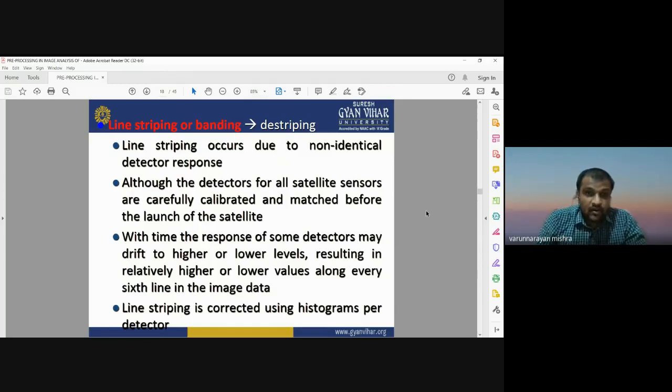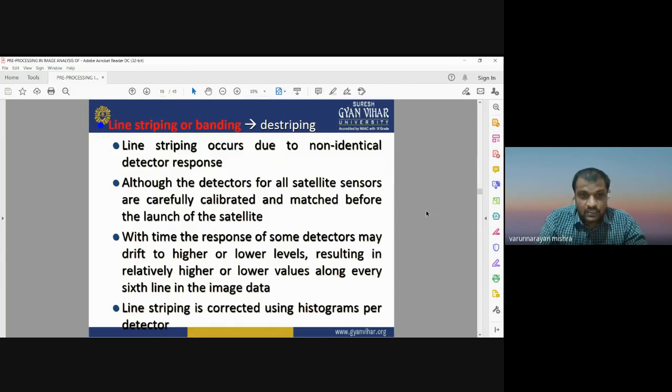Line stripping or banding means that sometimes when the sensor doesn't work during image acquisition, there may be a black line on the satellite image. This kind of error is known as line stripping. For removing this kind of distortion, we perform the de-stripping process. Using de-stripping, we can easily overcome the problems caused by line stripping. Line stripping occurs due to non-identical detector response, when the detector doesn't respond properly or does not work.